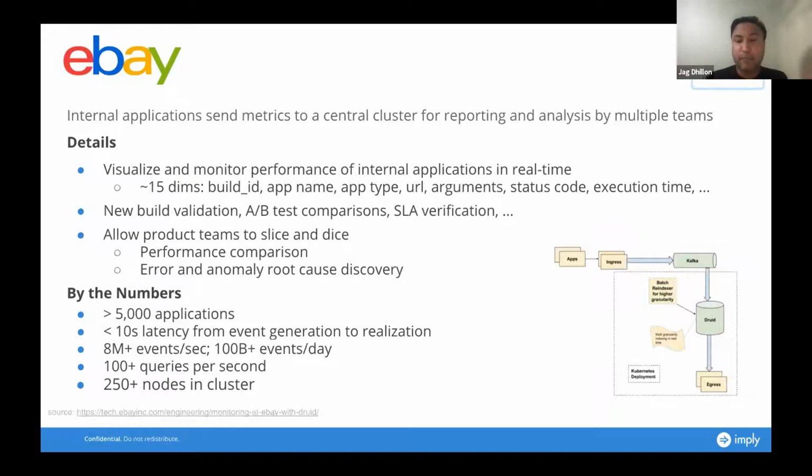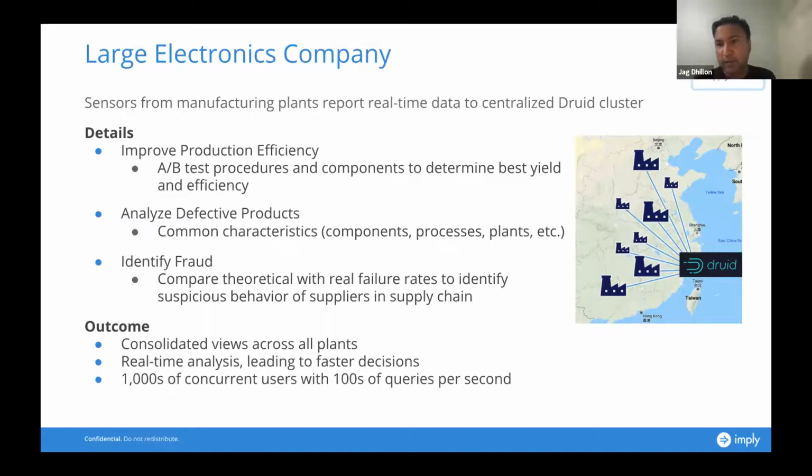So that's eBay. Next is a large electronics company, I can't mention the name. They are ingesting sensor data from their manufacturing plants and reporting real-time data to centralized Druid clusters. They are using it for production efficiency. Previously, they were using a traditional RDBMS system, which just couldn't handle it. It was taking forever to correlate reports from different manufacturing plants. These guys are one of the largest manufacturers in the world. Today it's all handled via Kafka streams into Druid in a central location, and now they have a consolidated view across all of their factories. They can see in real time how each factory is performing in terms of supply and manufacturing.